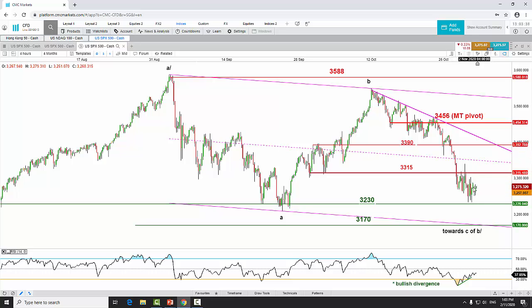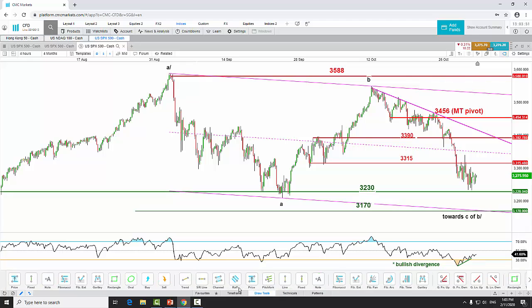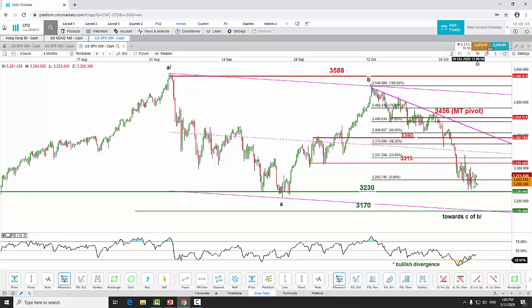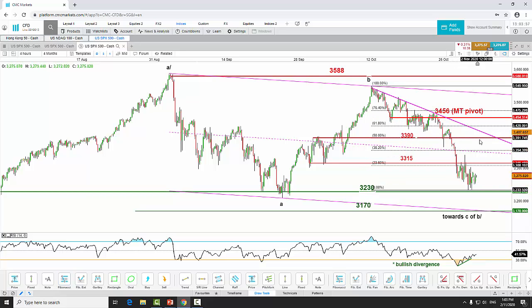Potentially, it could take us up to 33.15. After that, a break above 33.15 should take us up to 33.90. So what is 33.90? If you draw a Fibo retracement from the high to Friday's low, it actually has confluence with the 50% retracement.